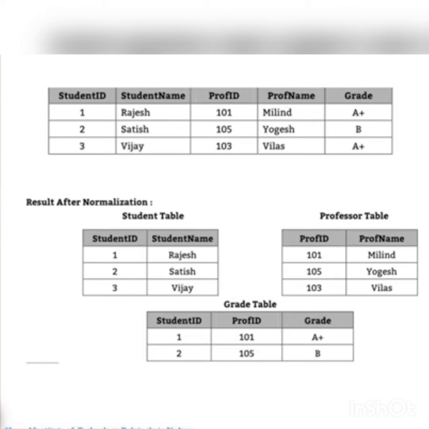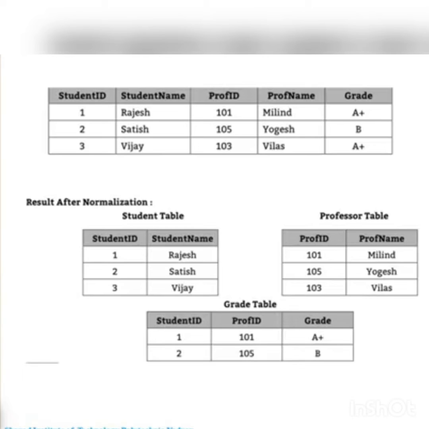The above table is in the first normal form. Here you can see the first table is in the first normal form, since all attributes are single valued, but it is not yet in second normal form. Why? If student ID 1 leaves the university and the tuple is deleted, then we lose all information about Professor Milind, since this attribute is dependent on the primary key student ID.